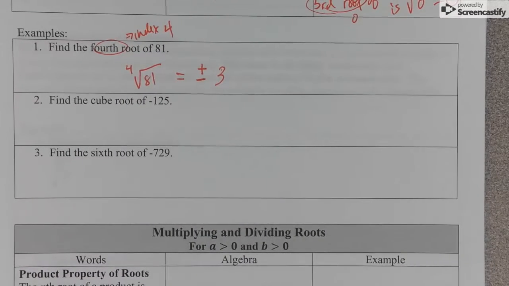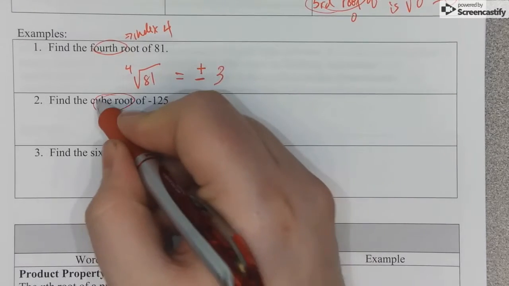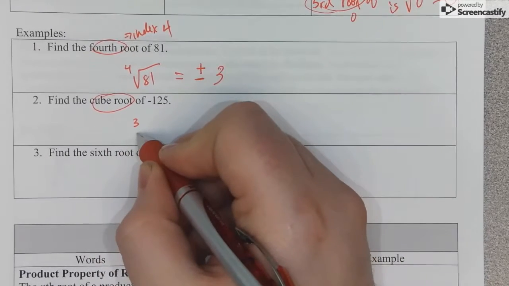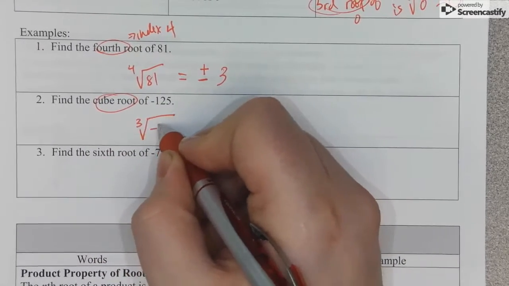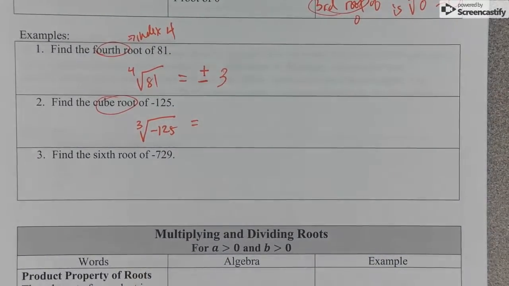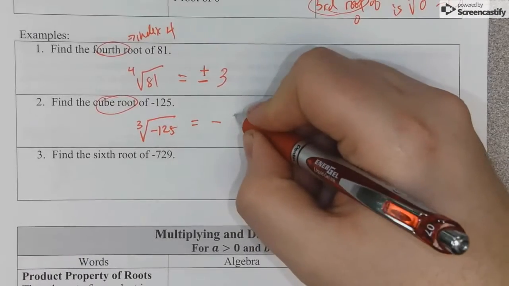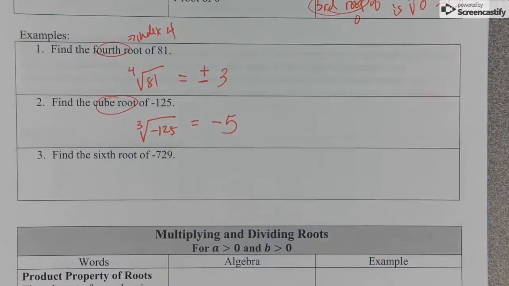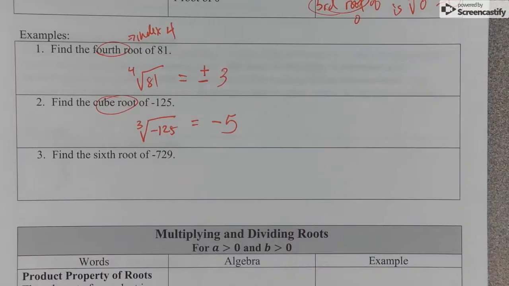Find the cube root of negative 125. Again, cube root, so that's going to be the third root of negative 125. If you put that in your calculator, you are going to get an answer. This is going to be negative 5. So negative 5 times negative 5 is 25, and 25 times negative 5 is negative 125. So it is possible to get a negative answer here when your index is odd.